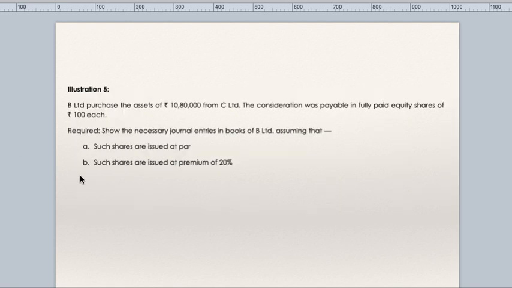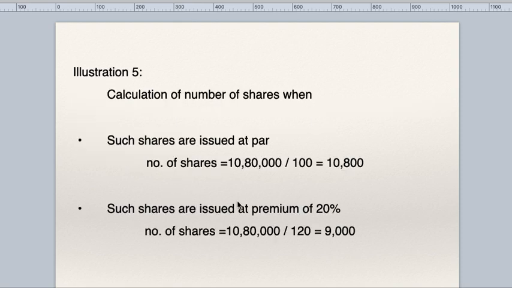In situation B, that is when such shares are issued at premium, number of shares would be 9,000 because issue price is 120. 10,80,000 worth assets they have purchased divided by 120. Issue price of each share is 100 plus 20, 120. Number of shares are 9,000.